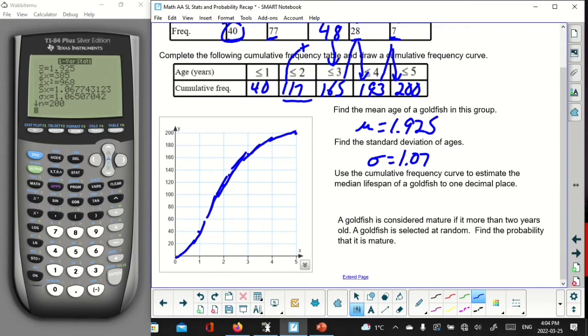And it asks us to estimate the median lifespan of a goldfish. So we've got 200 goldfish. We're thinking, what's going on with the 100th goldfish? What is its age? So I can just draw across here, and I'm going to have to estimate, but I think it's about 1.8 years.